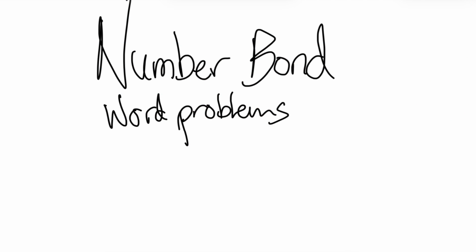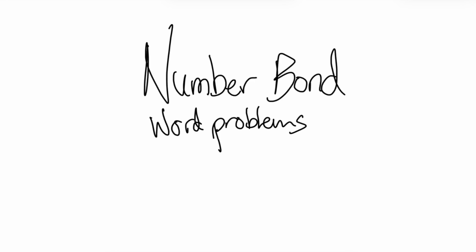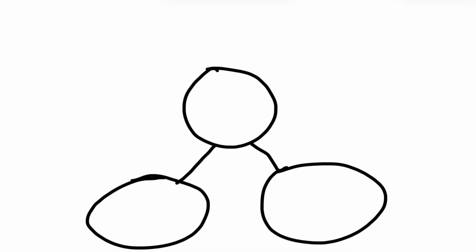Today we're going to be looking at number bonds with word problems. Number bonds sometimes are shown like this. In the number bond, there are 3 parts. Just like in these word problems, there are going to be 3 parts. One part is our whole. Our whole is also known as a total.